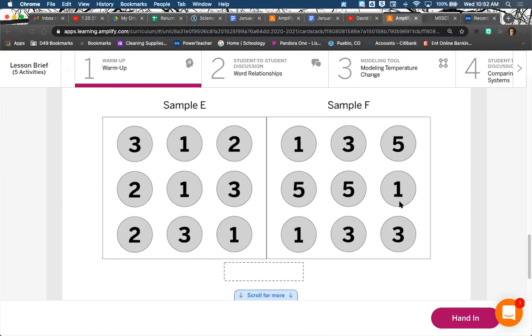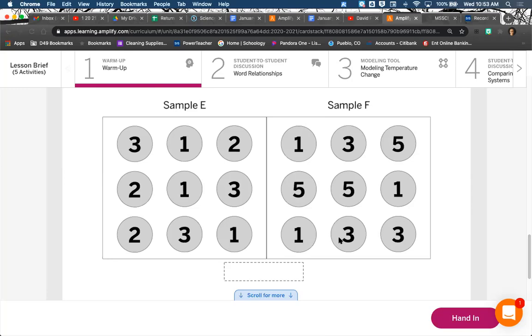Now, 25, 26, 27. All right, so all of these numbers add up to 27. How many numbers did we add together? 1, 2, 3, 4, 5, 6, 7, 8, 9. What's 27 divided by 9? 27 divided by 9 is 3. So the average temperature of this sample is a 3.